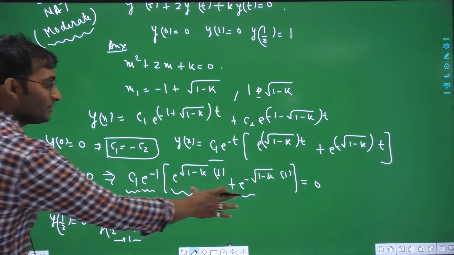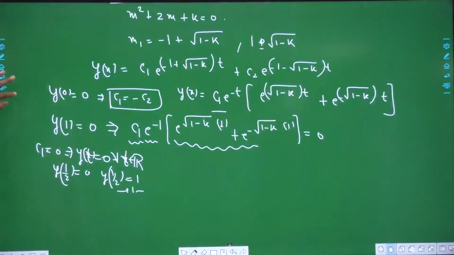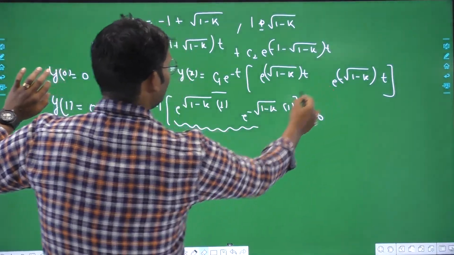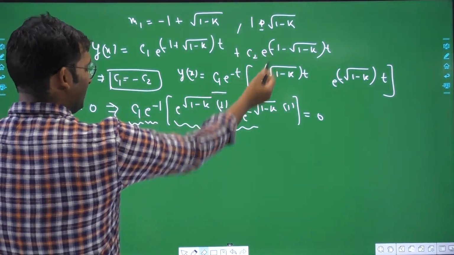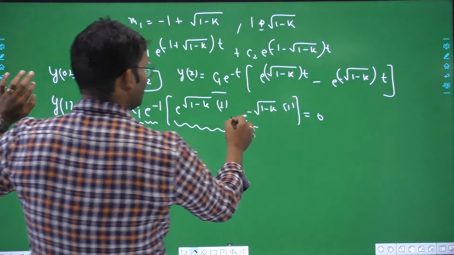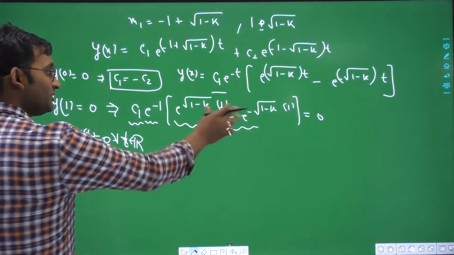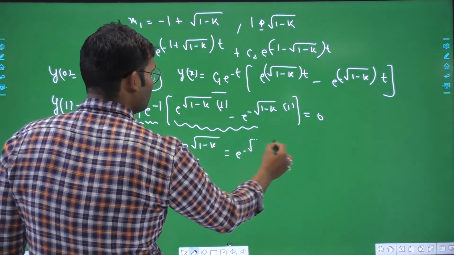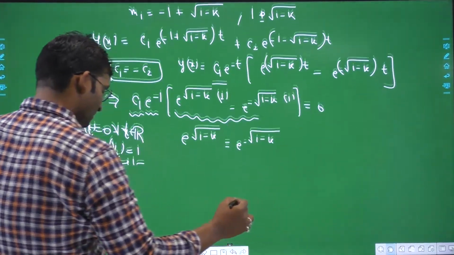Now c1 is not 0, which means this portion has to be 0. So this has to be equal to 0. Sorry, this is minus 1. This is minus. If you replace c1 by minus c2, this will be minus. So this is supposed to be equal to 0. If this is equal to 0, that implies e to the power root over 1 minus k is equal to e to the power minus root over 1 minus k. And so therefore what you will get?